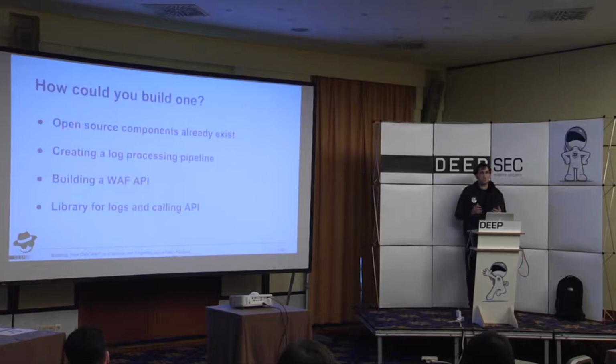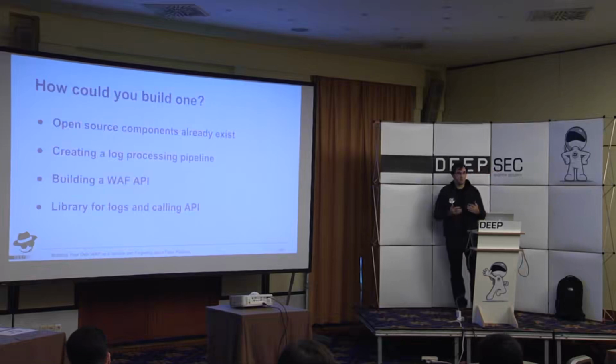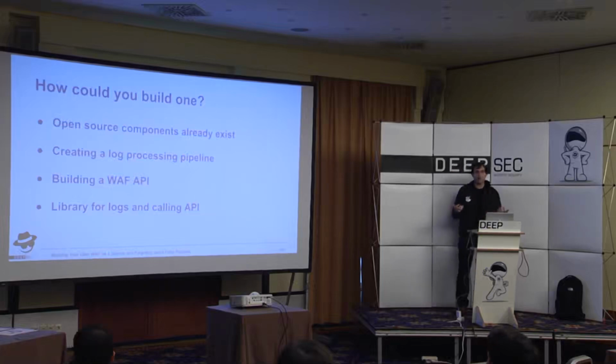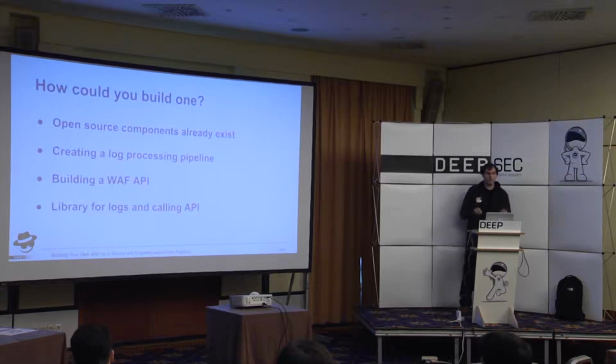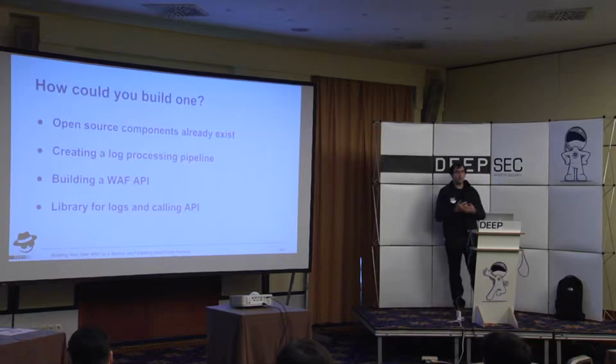So this talk is about how you could build one. There are a lot of open source components that already exist, and there are some requirements to do something like this. You basically need a log processing pipeline. So if you have looked into ELK, so Elasticsearch, Logstash, and Kibana, that's pretty much it. You need to be able to build a WAF API, so a web service that's going to act as the WAF, and you might create some kind of library or an agent to interact with that WAF and the application itself.